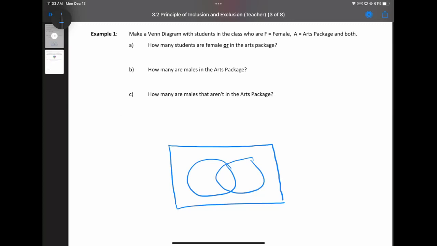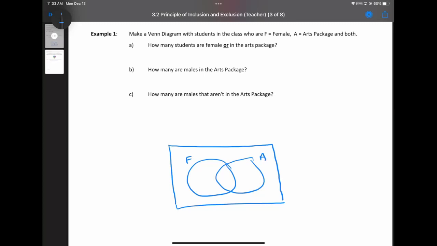In this particular one, I polled my class to see how many of my students were female, not a particularly tough question to ask, and how many of them are in the arts package. We just have a special program at my school for arts students. It's a magnet program. Don't get too worried about what that actually means. It's basically arts students. So our two bubbles, our two criteria, are female and arts.